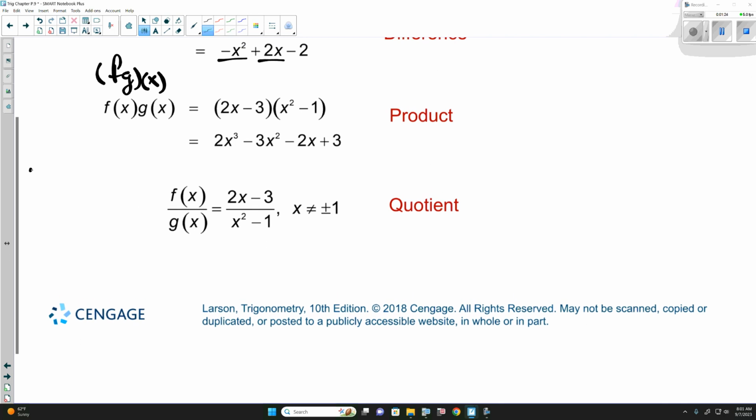f times g of x, we use the distributive property. 2x times x squared is 2x cubed. 2x times negative 1 is negative 2x. Negative 3 times x squared is negative 3x squared. And negative 3 times negative 1 is plus 3. We get this here. Now there's no like terms, so we can't do anything.